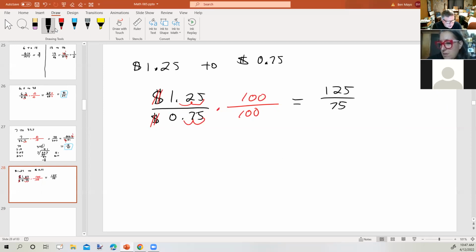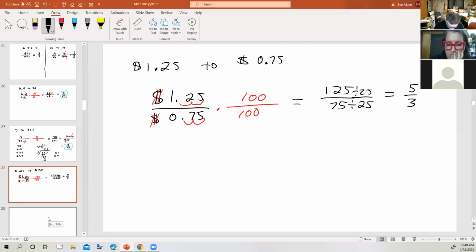I can reduce it. Can you see that 25 goes into both 125 and 75? You see that? So let's divide the top and the bottom by 25. It goes in 5 times on top and 3 times on the bottom. Five-thirds doesn't reduce further. There's my final answer. So the ratio of $1.25 to 75 cents is 5 to 3. Any questions on that?